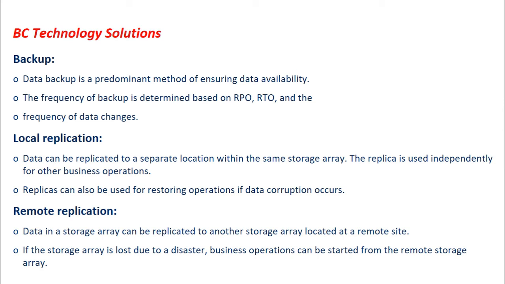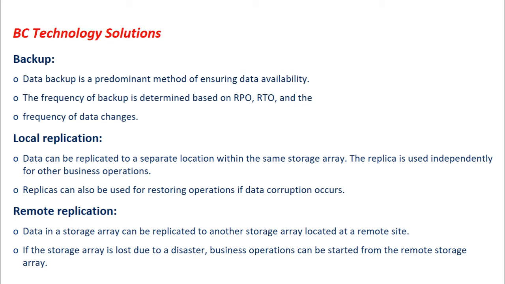The second business continuity solution that we have is local replication. Data can be replicated to a separate location within the same storage array. The replica is used independently for other business operations. Replicas can also be used for restoring the operation if data corruption occurs.